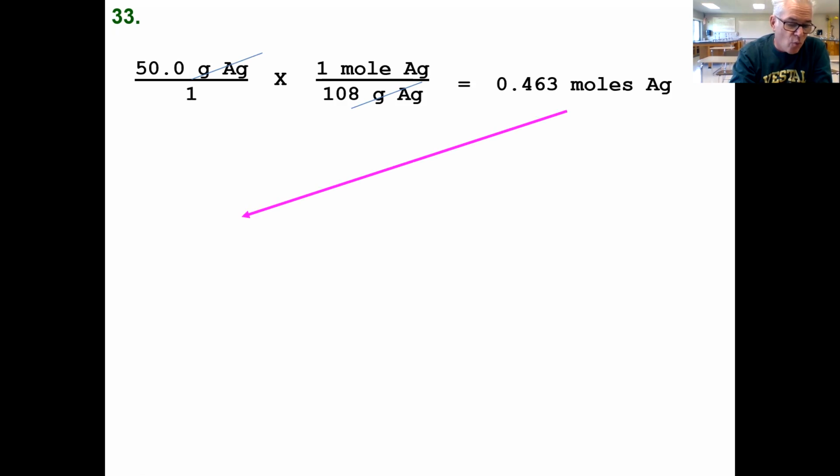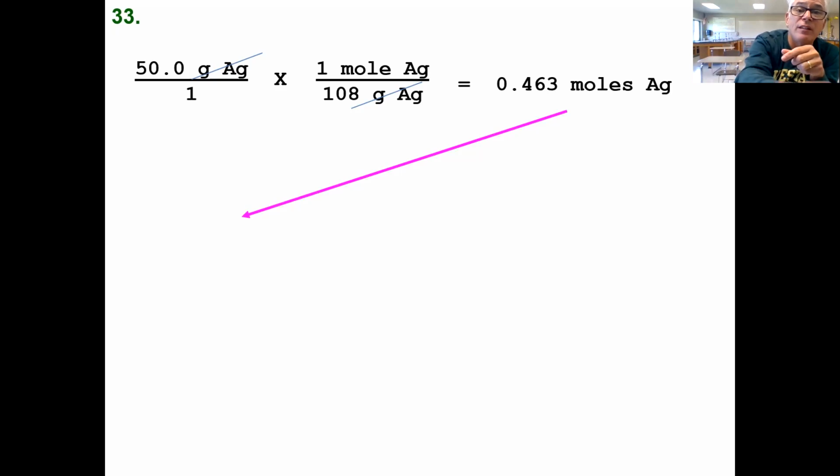50.0 divided by 108 equals 0.4629 something. Rounds to 3 significant figures, 0.463. So, all right, that's good. 0.463 moles. We got an equal sign, but that's not the answer. That many grams equals that many moles. What is the question? Not how many moles, how many atoms?